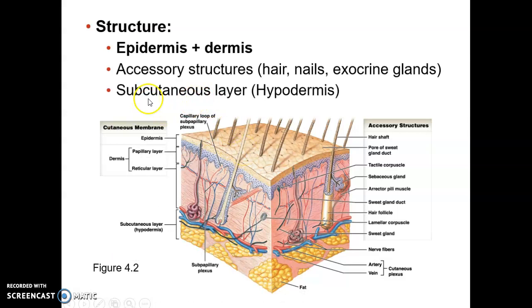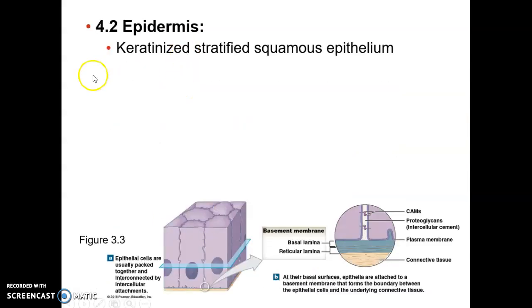And then the underlying subcutaneous layer, or hypodermis, and I believe in the last chapter we also mentioned that it is also referred to as the superficial fascia. Technically it's not part of the integument, but it is part of how the integument attaches to the underlying tissue, so it's always considered at least an accessory part of the integumentary system. So the epidermis is keratinized, which is a nice strong protein, stratified squamous epithelium.